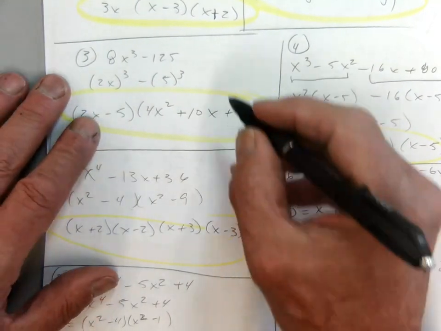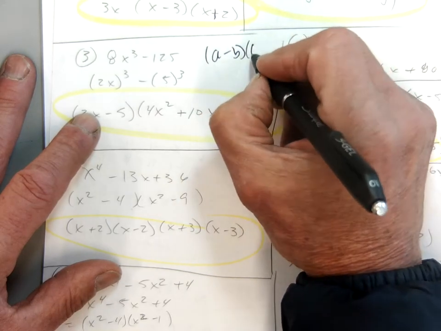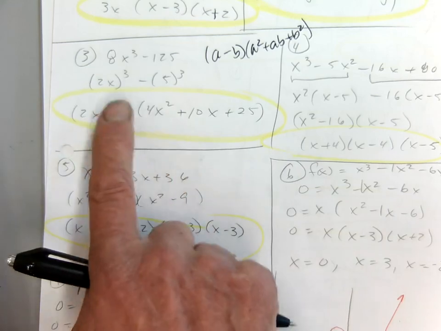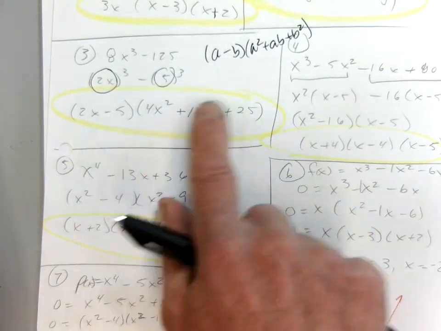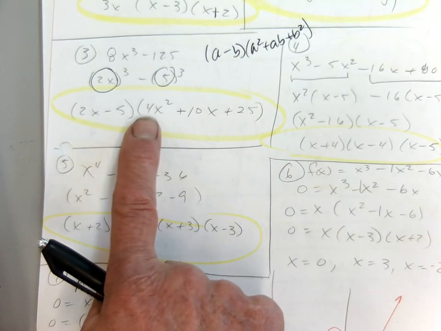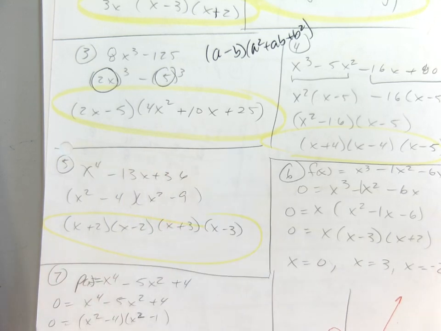Number 3, I need that a minus b, a squared plus ab plus b squared. And of course, I'm going to let a be 2x, and I'm going to let b be 5, and I just plug that into the formula, and I get a 2x minus 5. A squared is a 4x squared plus 10x plus 25.